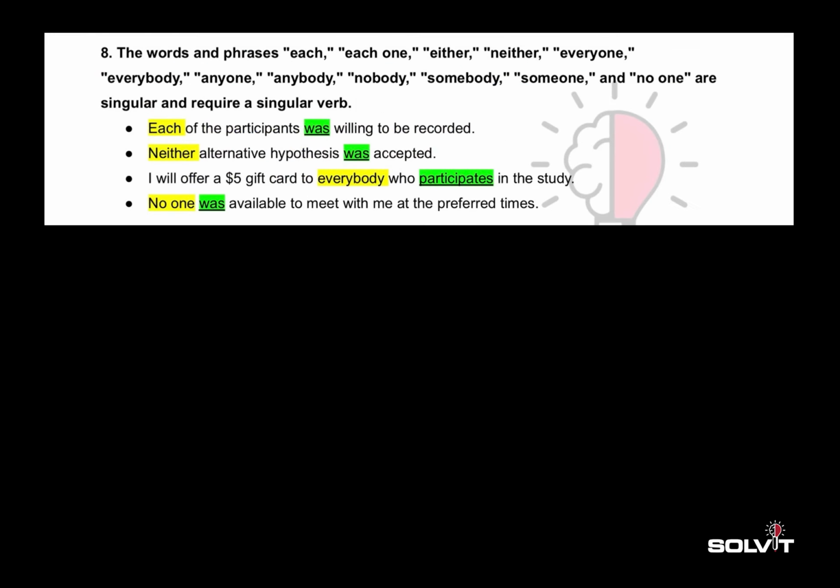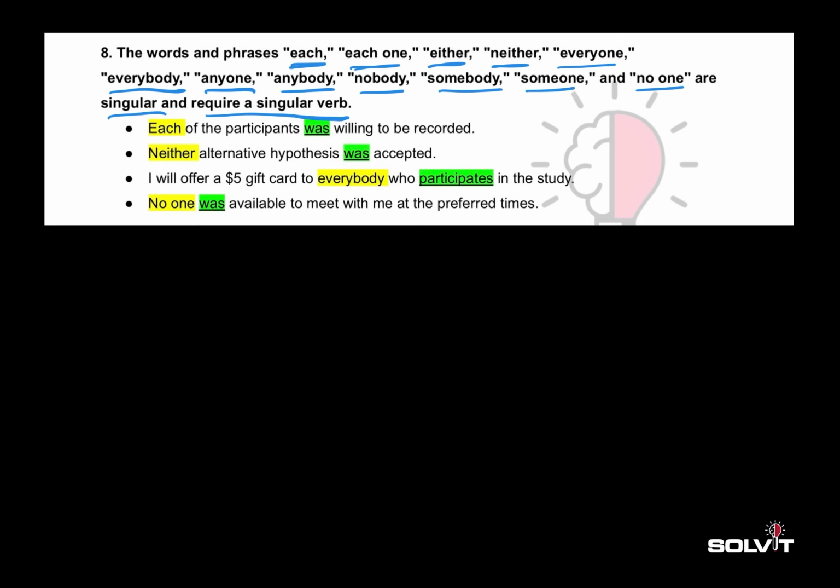Okay, so this is a fairly simple rule. The words and phrases each one, either, neither, everyone, everybody, anyone, anybody, nobody, somebody, someone, and no one are singular and require a singular verb. So, you just have to learn these words and remember that they're all treated as singular, and therefore the verb that will be used with these will always be singular.